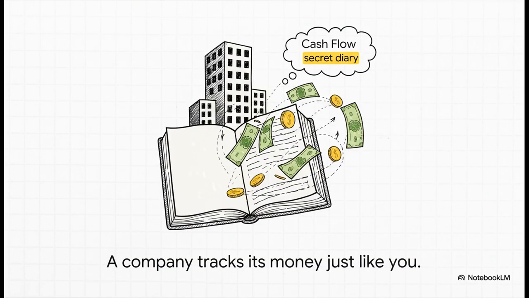You see, a huge company does the exact same thing, but with crores and crores of rupees. And to do that, they use something called a cash flow statement. You can think of it as their secret financial diary. And this diary is so important because a company can look really profitable on paper but have zero cash in the bank. This statement, it tells us the real story.